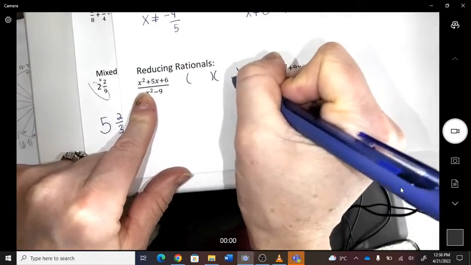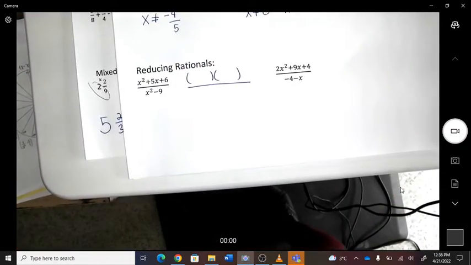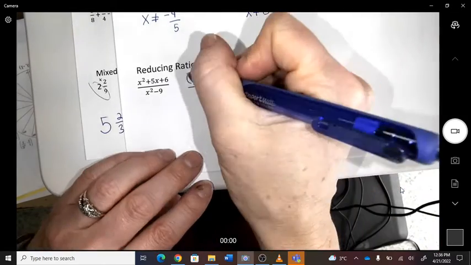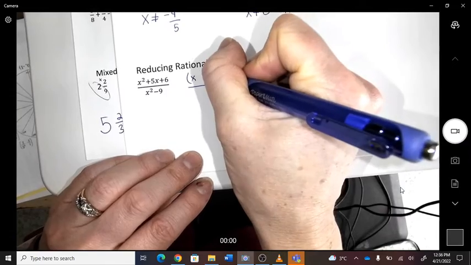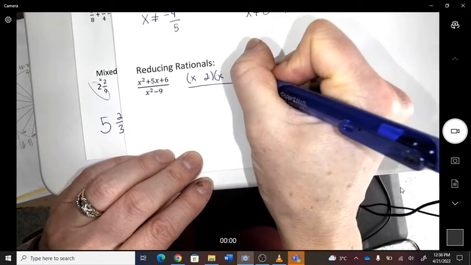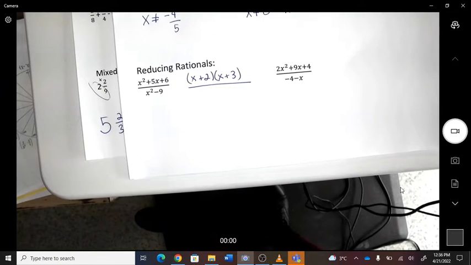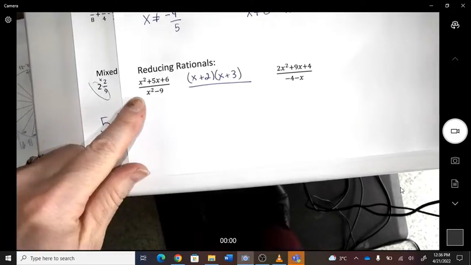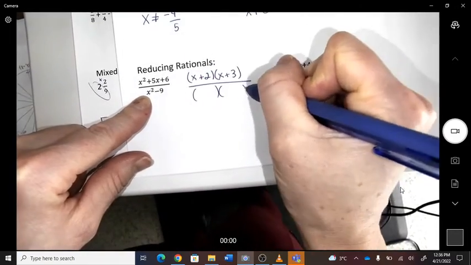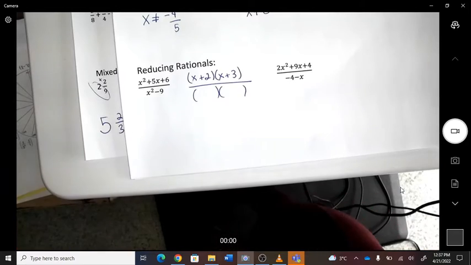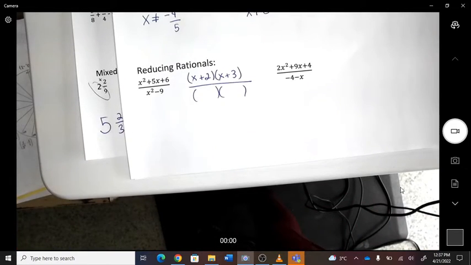So the top, can you do a simple trinomial factor for me there? Simple trinomial: multiplies, adds. Did you pick 2 times 3? Multiplies to +6, adds to +5. On the bottom, can you factor? And it's a difference of squares.